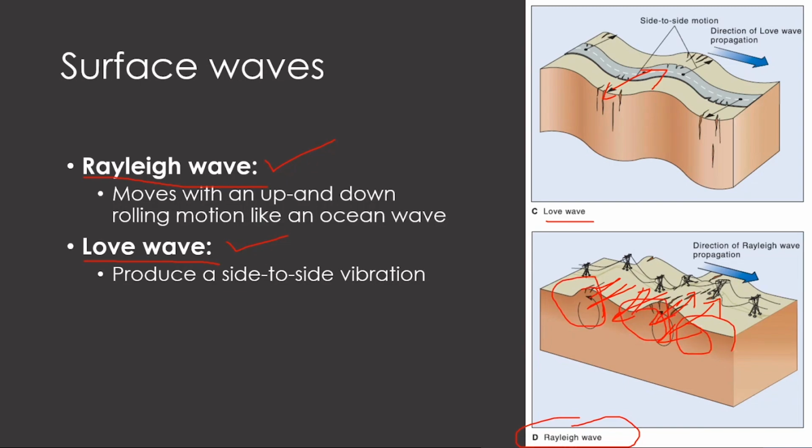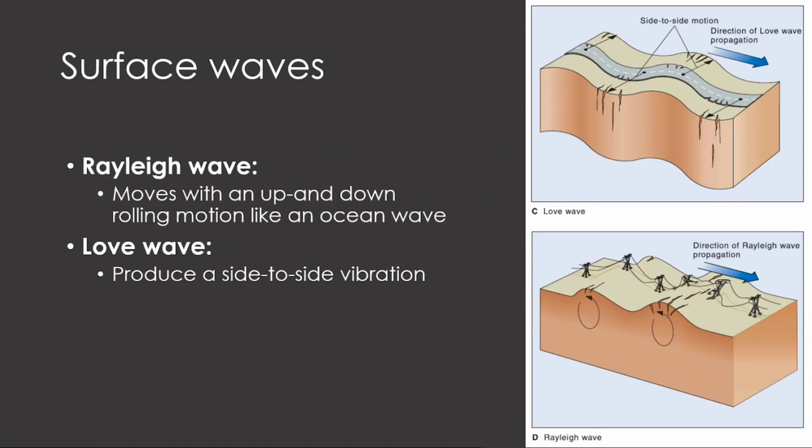But both waves move together. In the case of Rayleigh waves, the motion is circular, and at the same time things will also be moving in a side-by-side motion. So these are the two different varieties of surface waves.